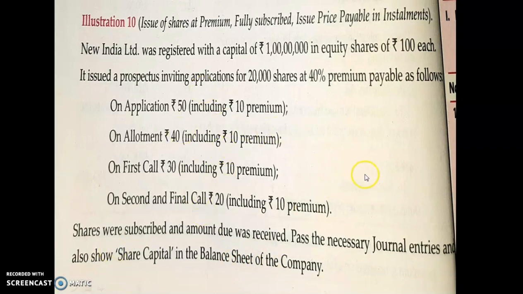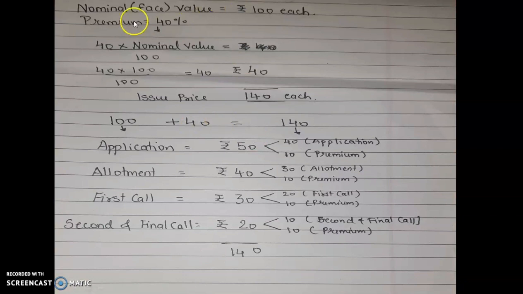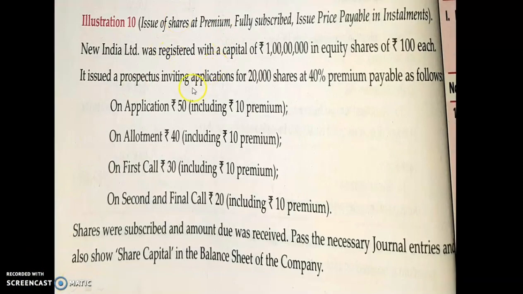So reading this question, first of all let us see what is the nominal or face value of the share. As per the question, the face value of the share is 100 each. And you are given how many shares you are issuing to the public: 20,000 shares. And how much is the premium? It's given 40%. You can see that it's in percentage. You have to make it in rupees. So how to do that?